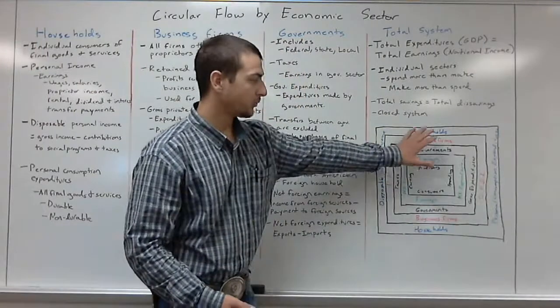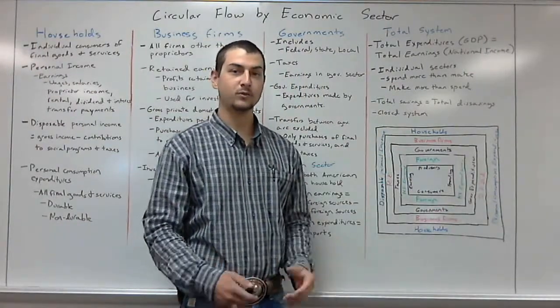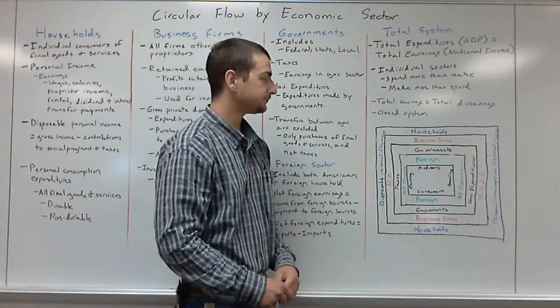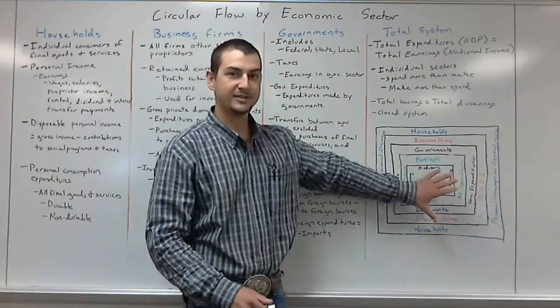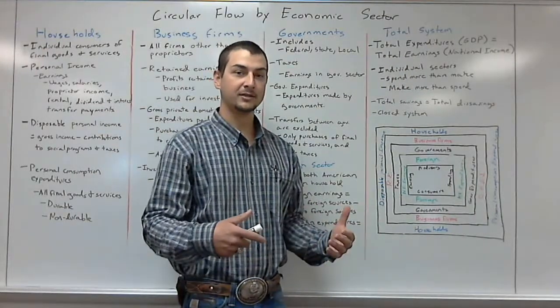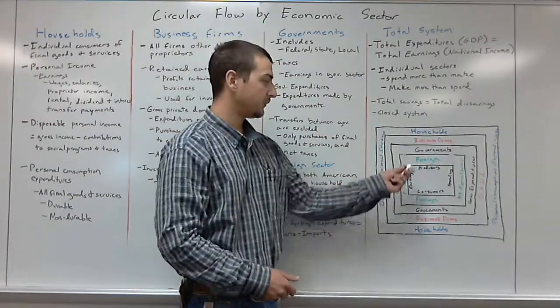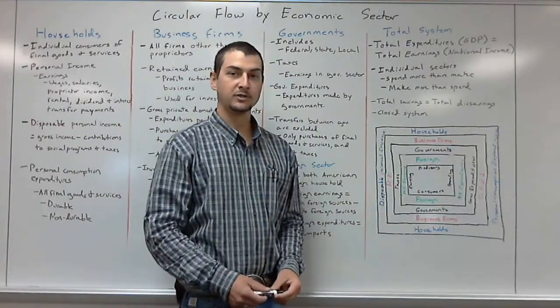This little chart, which you have in your PowerPoint, is probably a little easier to read there. It outlines and lays out what the spending and earnings are called within the four sectors of the circular flow.